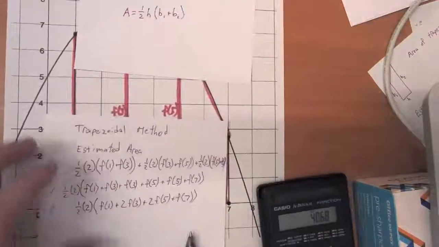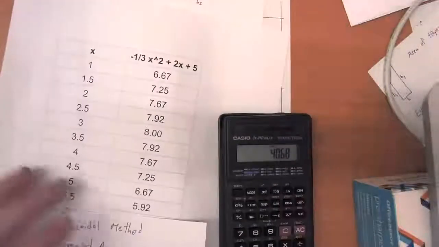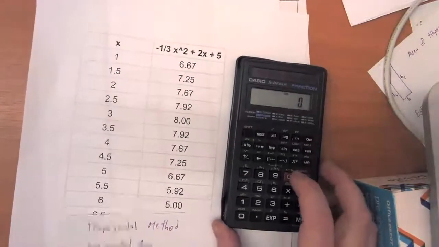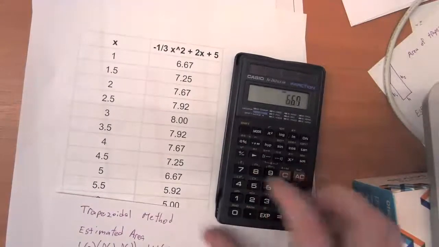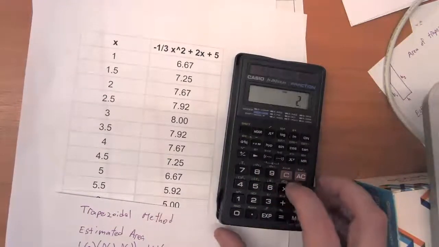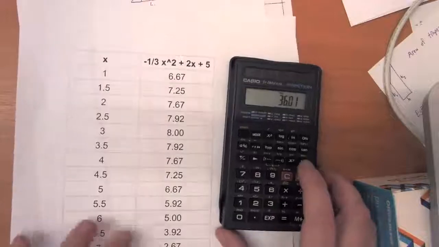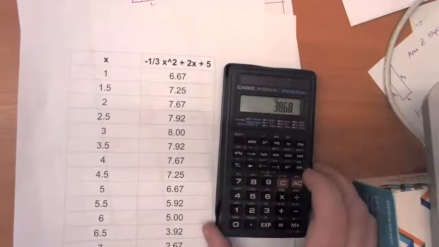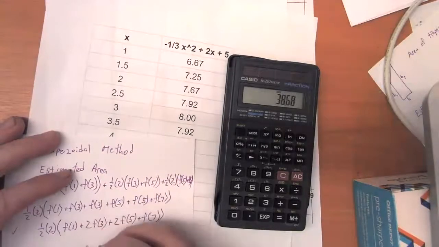All right, so let's take a look. And this is one of those times when I'm very grateful that my calculator knows the order of operations. So I can just say f of 1 is 6.67 plus 2 times f of 3, which is 8, plus 2 times f of 5, which is 6.67, plus f of 7, which is 2.67. All right, so that gives us a total estimated area of 38.68.